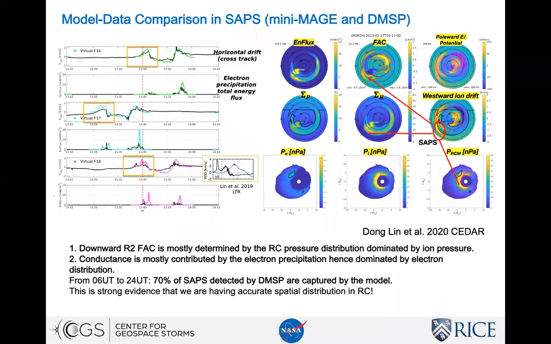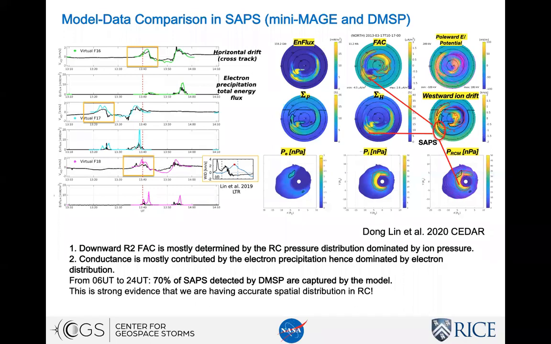The mini-MAGE model, I think this one is using the Gamera plus RCM. It gives so far the best agreement with the observation. So 70% of the SAPS that has been detected by DMSP are captured by the model right on spot.